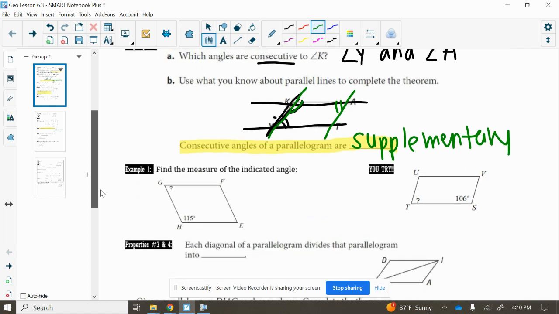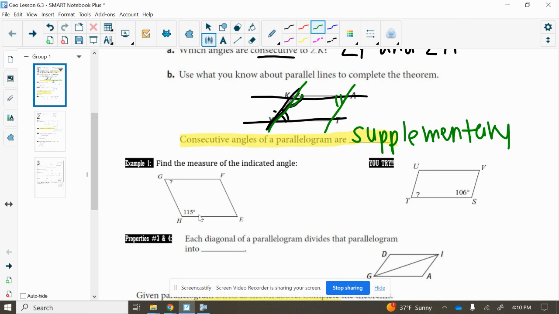So again, using this information, we know that if angle H is 115, its consecutive angle buddy would have to be 65 degrees because 180 minus 115 would give us 65. You try the second example. What is the measure of angle T?